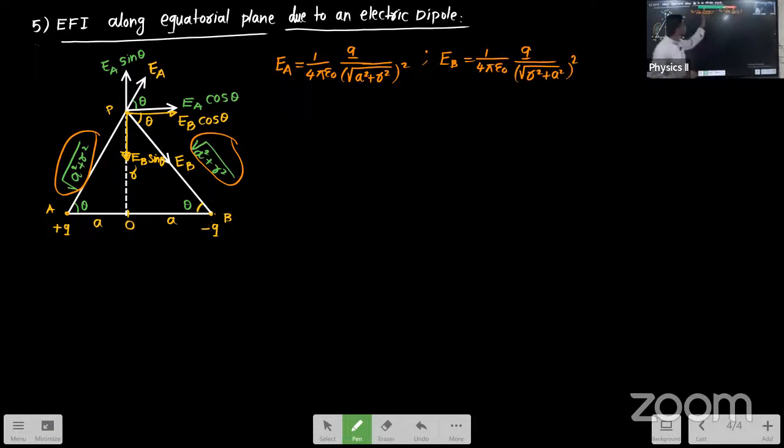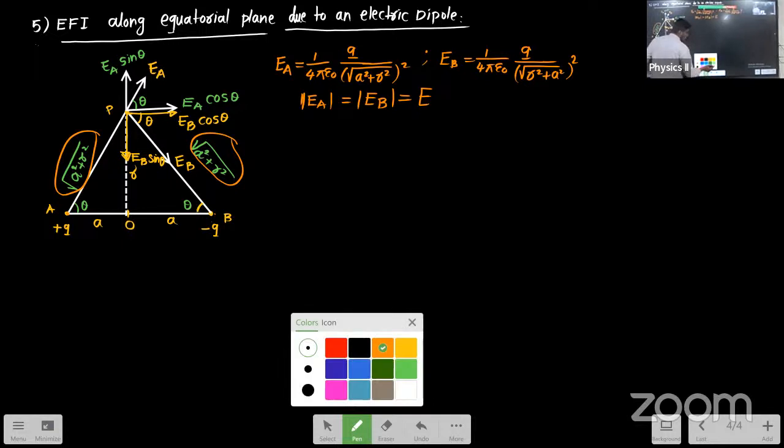See here, if you carefully see this, the electric field due to charge at point A and the electric field due to charge at point B, both the electric fields are same. Here I am taking magnitude. I can write the magnitude of electric field at point A is equal to the magnitude of electric field at point B. I am equating it to some electric field E. Now see here, our answer is finished.